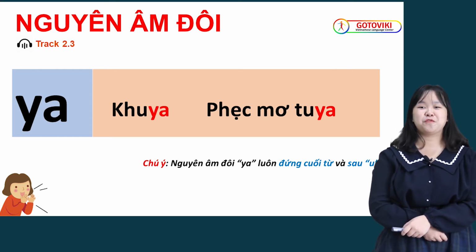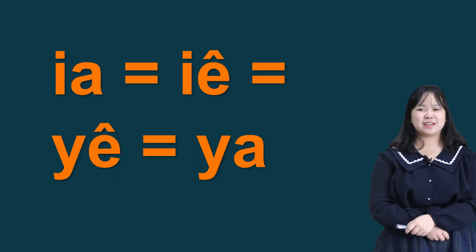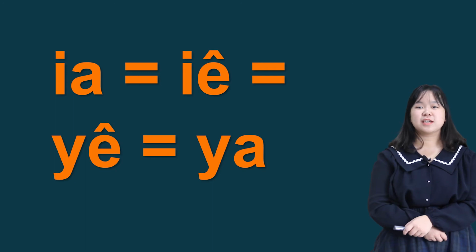Okay, let's review 4 ways to write the vowel ear in Vietnamese. Repeat after me. Ear, ear, ear.